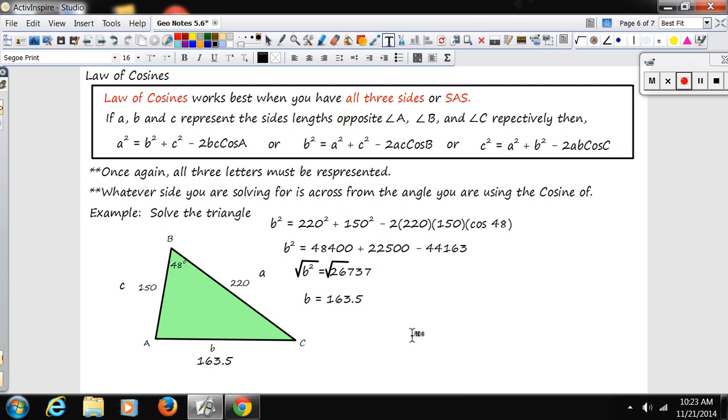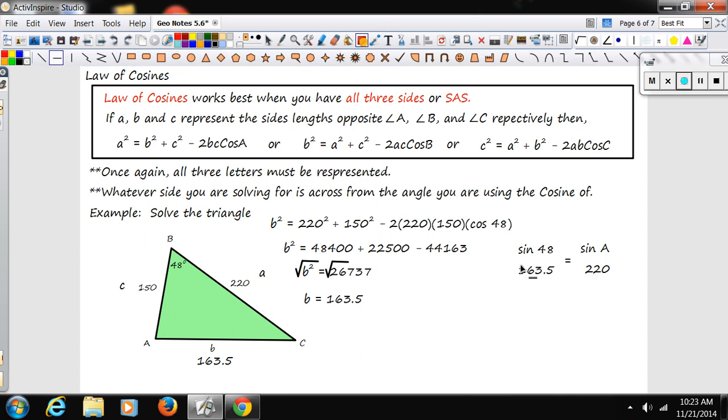So when I'm looking for the next letter, I could now look for big A right here. Now I can use what? Law of sines. I have b and I have two b's now. So now I can set up the sine of 48 over the 163.5. That's the sine of b over little b equals sine of a over the 220. So that would be the quick proportion that I could set up now to get the sine of angle A.